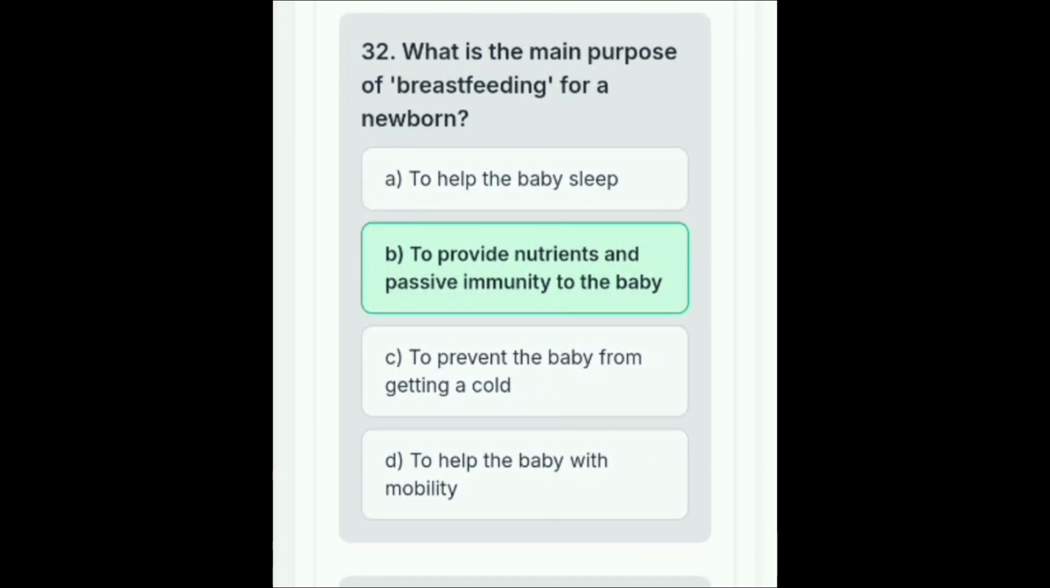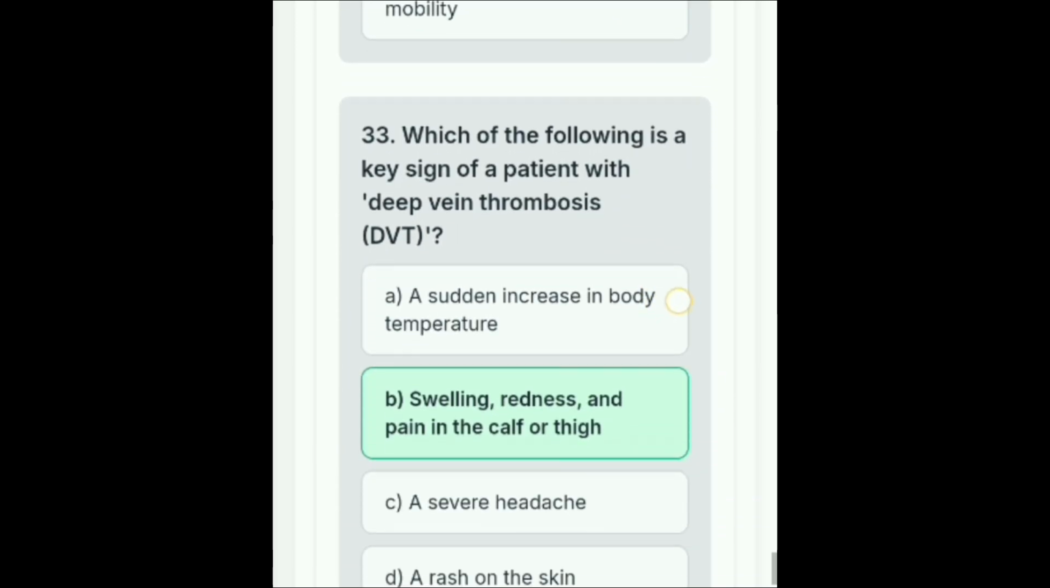What is the main purpose of breastfeeding for a newborn? To help the baby sleep, to provide nutrients and passive immunity to the baby, to prevent the baby from getting a cold, to help the baby with mobility. So the B is correct.